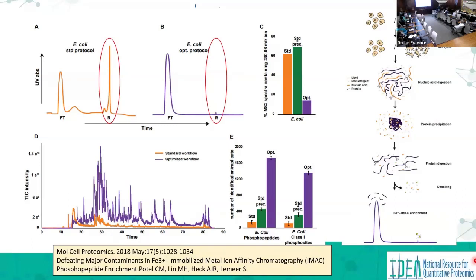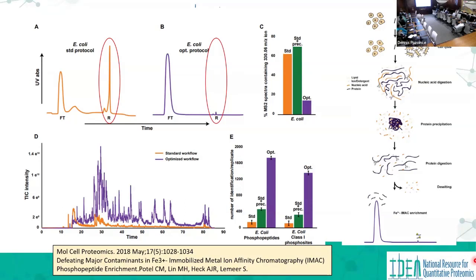But the mass spec work was done at Heck's group. And they showed that DNA, and this is one of those things where, looking back, you go, this makes a lot of sense. They found out that in the method, if you didn't get rid of the DNA, if you didn't shear the DNA, you really had trouble enriching enough phosphopeptides. And looking back, you're like, oh, it makes a lot of sense, right?